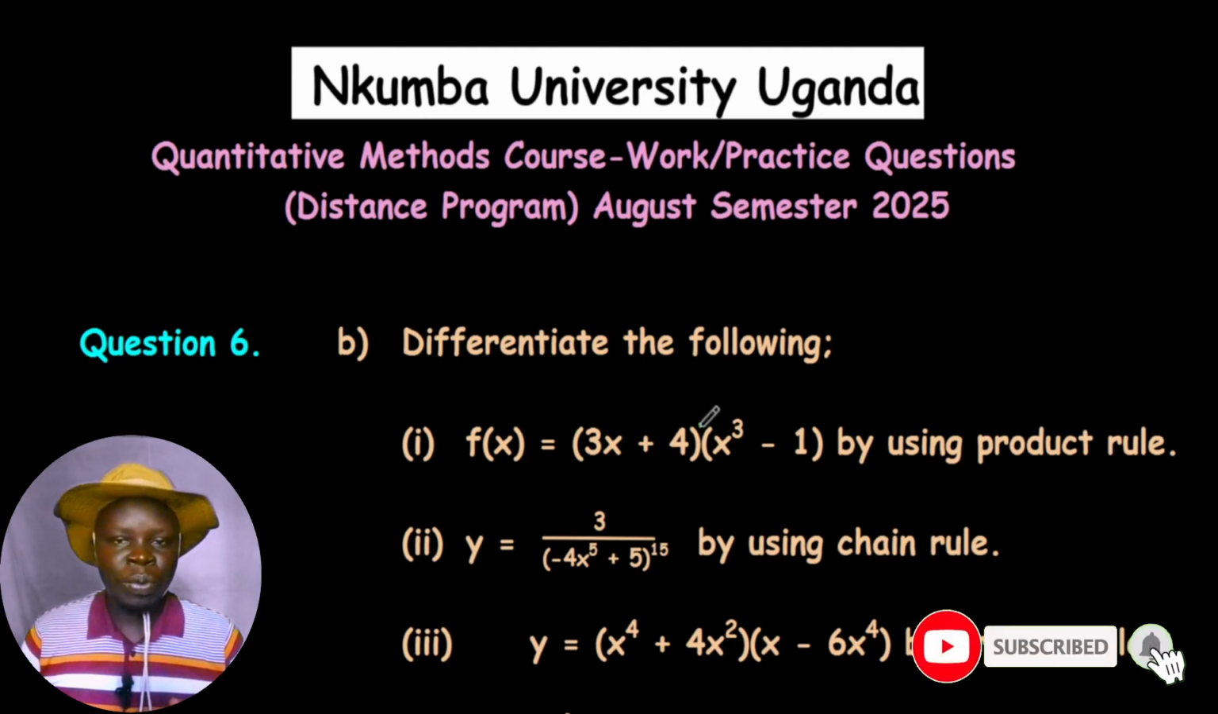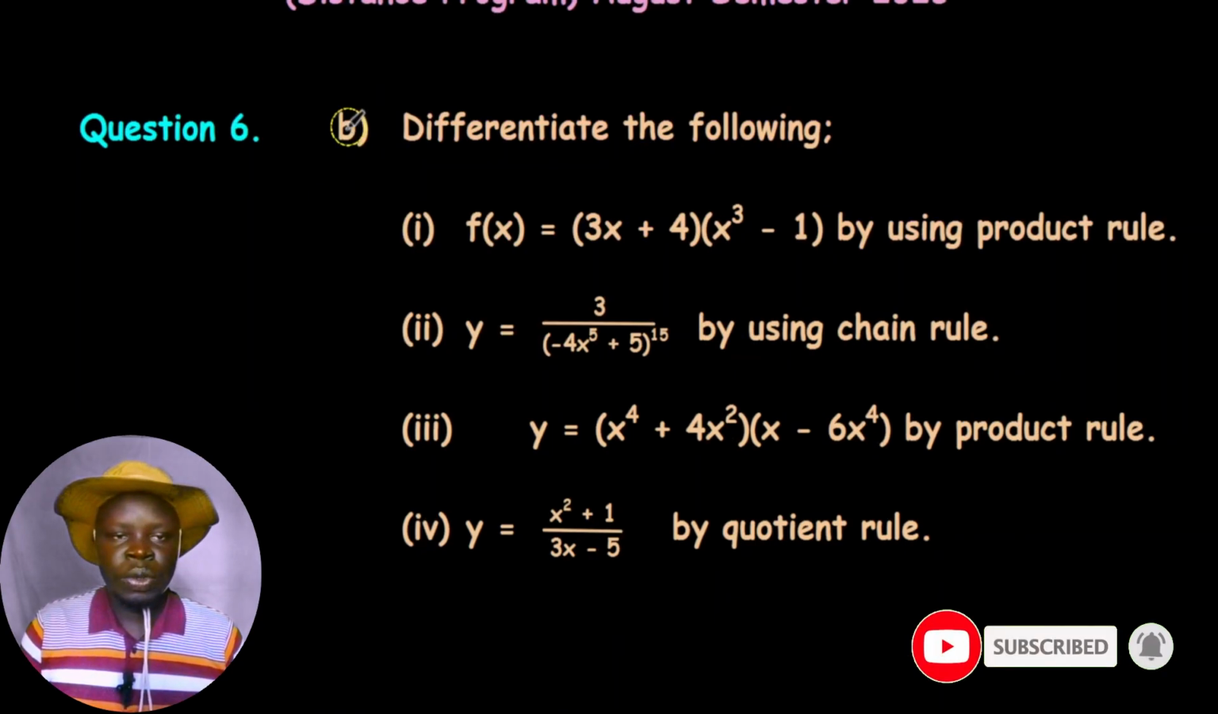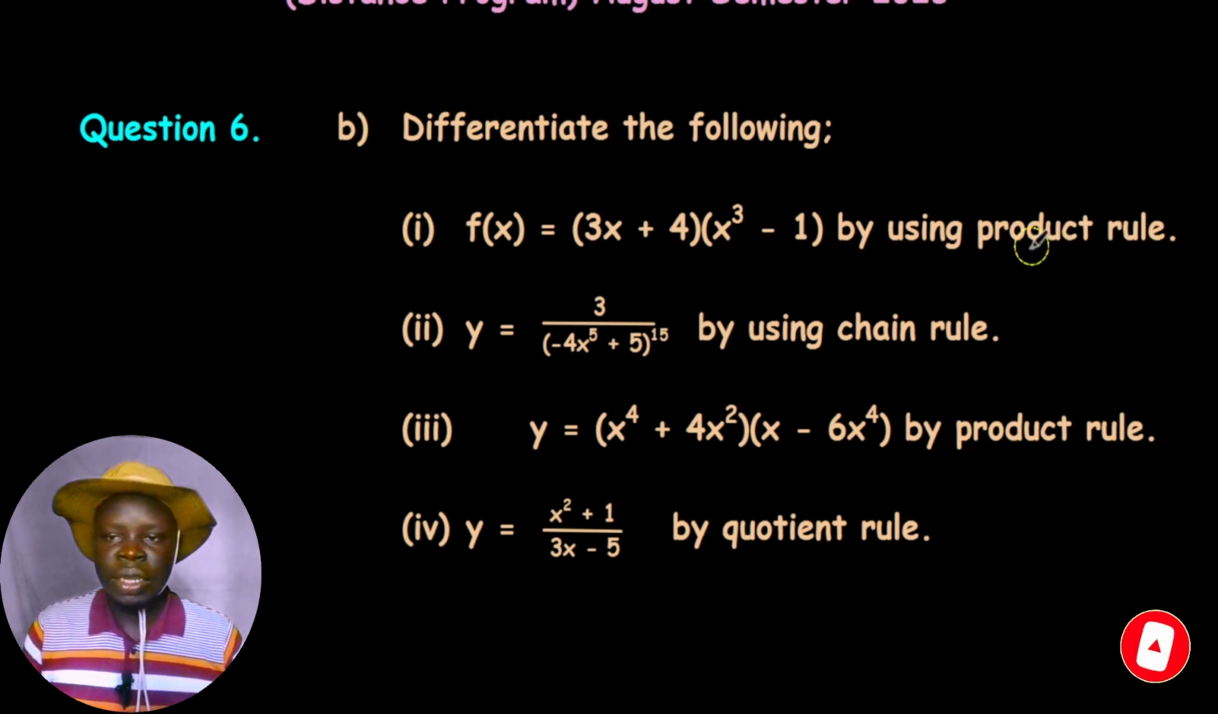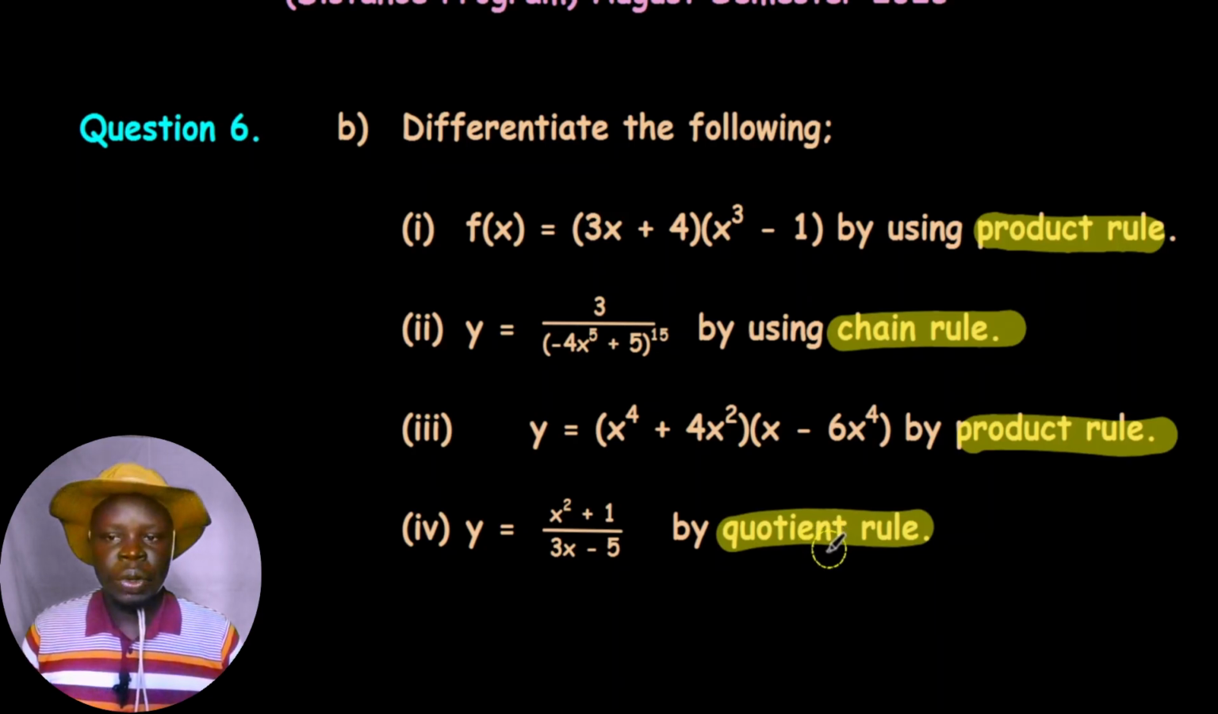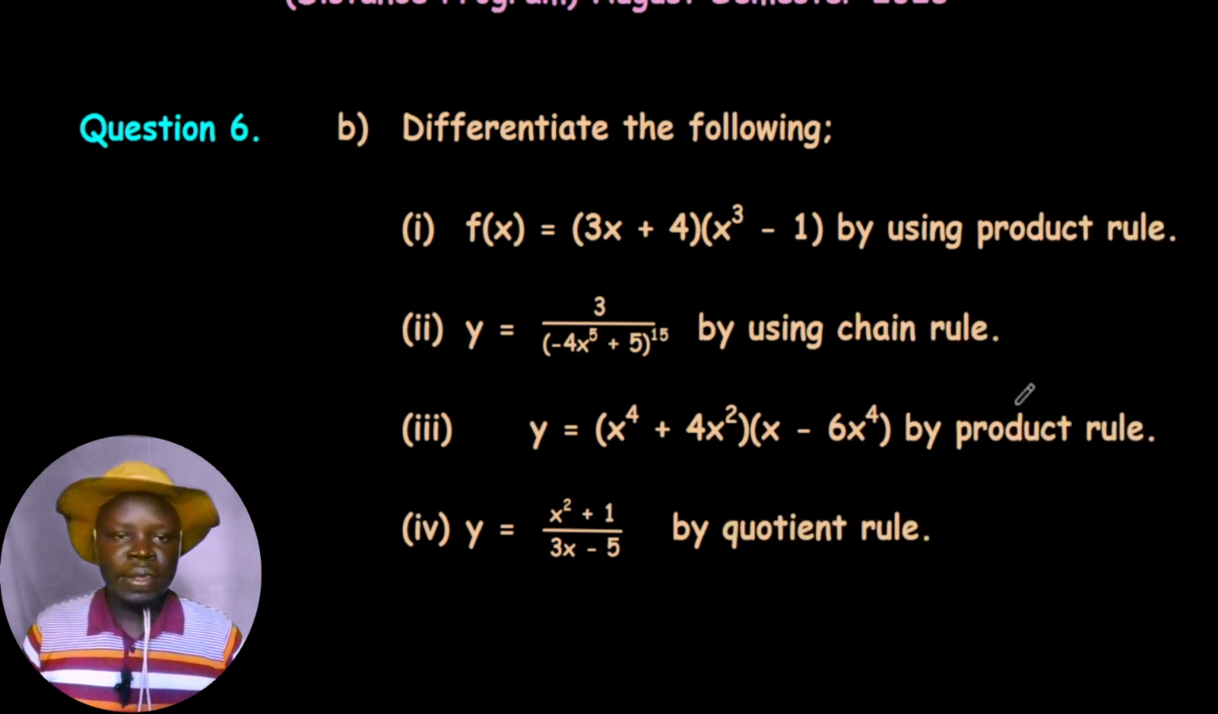So we have 4 parts of this question. Question B, number 1 is about product rule, and question 2 is on chain rule. We also have some product rule here, and also quotient rule. So the 2 questions on product rule, one from chain rule, and the last one is quotient rule. So let's go on and start with question B, Roman number 1.